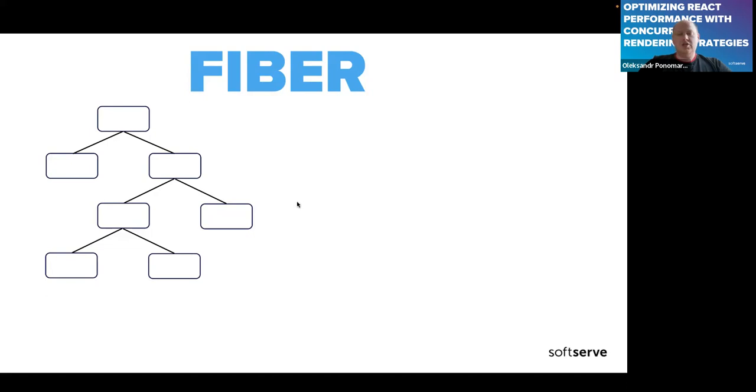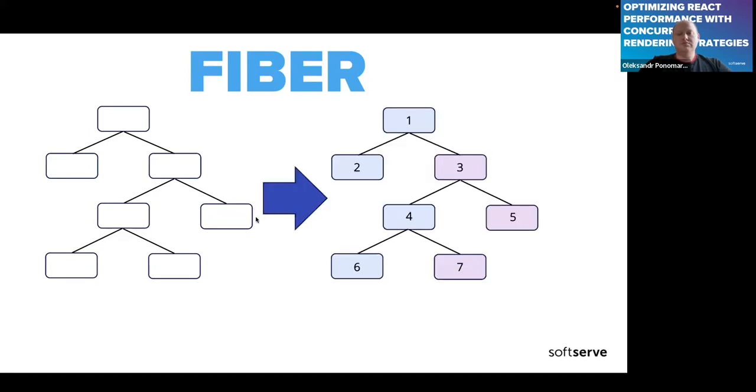Once we get any changes, we make a copy of this fiber tree, and we start the mechanism known as reconciliation. What is reconciliation? It's a comparison of the existing tree and the new tree, defining the differences between these trees. So, but how did Fiber become so fast?